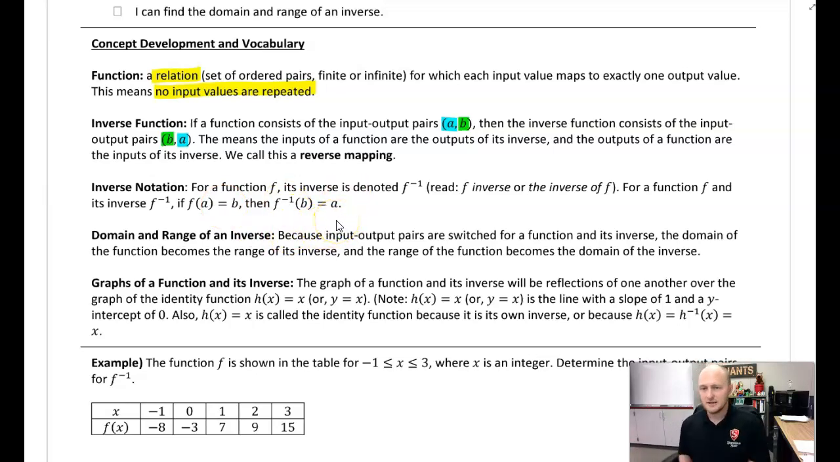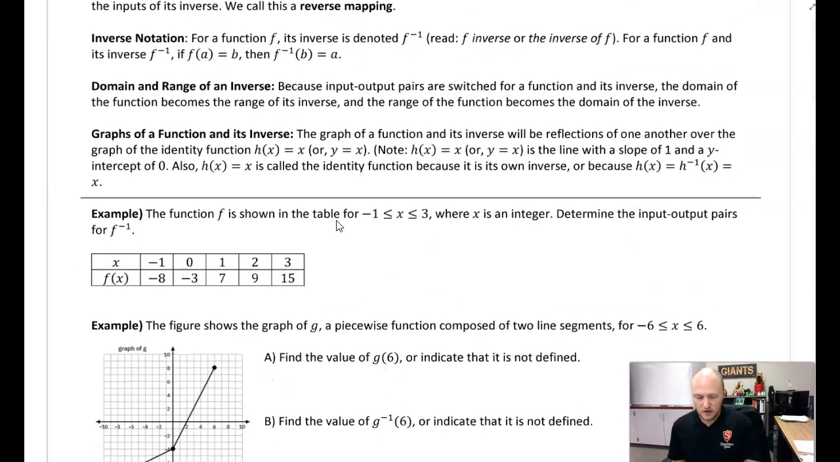So just note that our x's and our y's switch. That's the main idea. Now, it follows very logically that the domain and range of an inverse function are going to switch. If x's become y's, my inputs, my domain, end up becoming the outputs, the range, and my outputs, the range, end up becoming the inputs, or the domain.